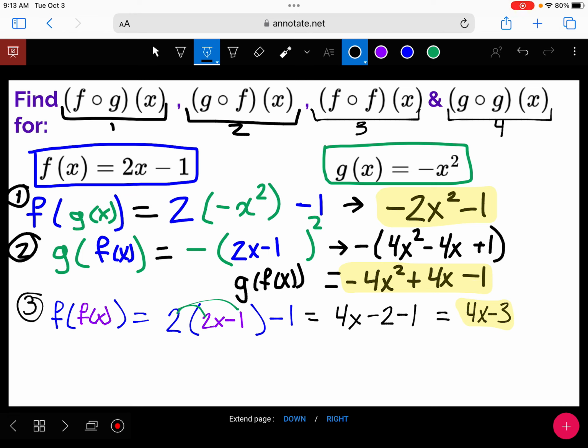Is the next one going to be like this one too? Yes. So is negative 1 going to be the outside and a squared going to be on the inside? Yes.